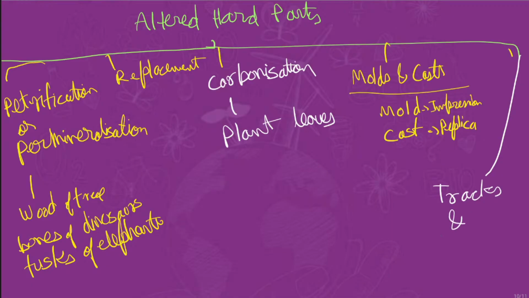Tracks and trails. While moving on soft ground, such as mud and sand, organisms may leave behind impressions of their movement. For example, the footprints, burrows, and borings are preserved when the soft ground material hardens into rock. This type of fossil impression is also described as trace fossils. Footprints, burrows.